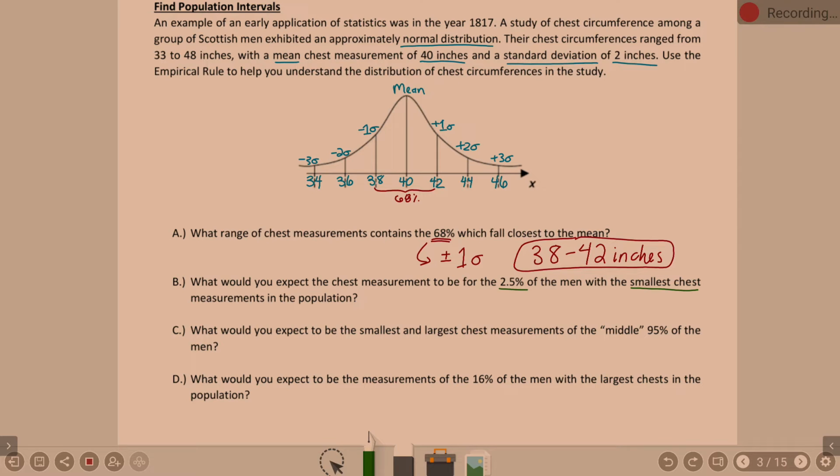Let's look at that 95. Where is that 95? 36 to 44. Within 2 standard deviations is 95%, yes? Are you following me here? If 95% of the information is between 36 and 44, what is outside of the 36 and 44? 5%. What would we assume about that 5%? Split it in half, and that's 2.5 on each side. Are you seeing this?